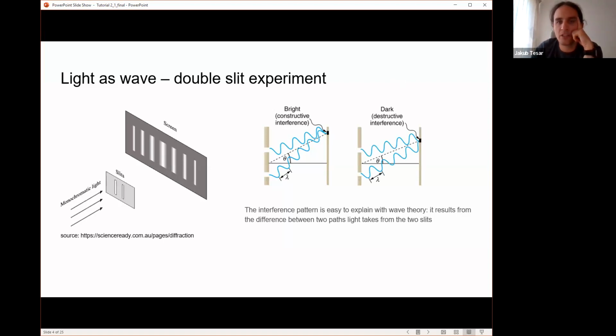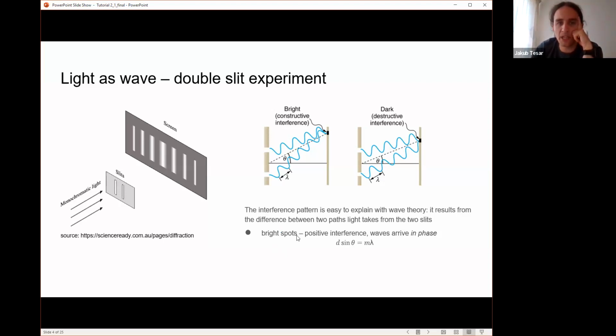On the other hand, if the difference in the distance between the upper and lower slit is half of the wavelength, that means that they come out of phase. And that means that they effectively eliminate each other when they arrive at the screen. So yeah, you can calculate it quite easily.